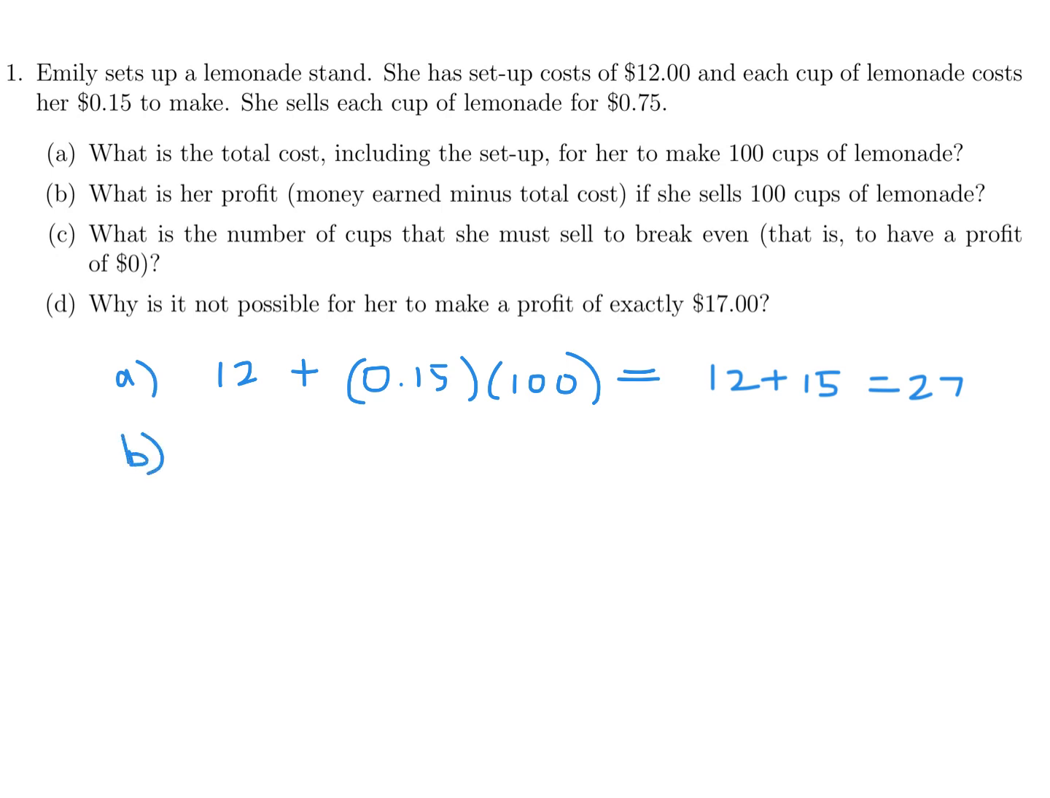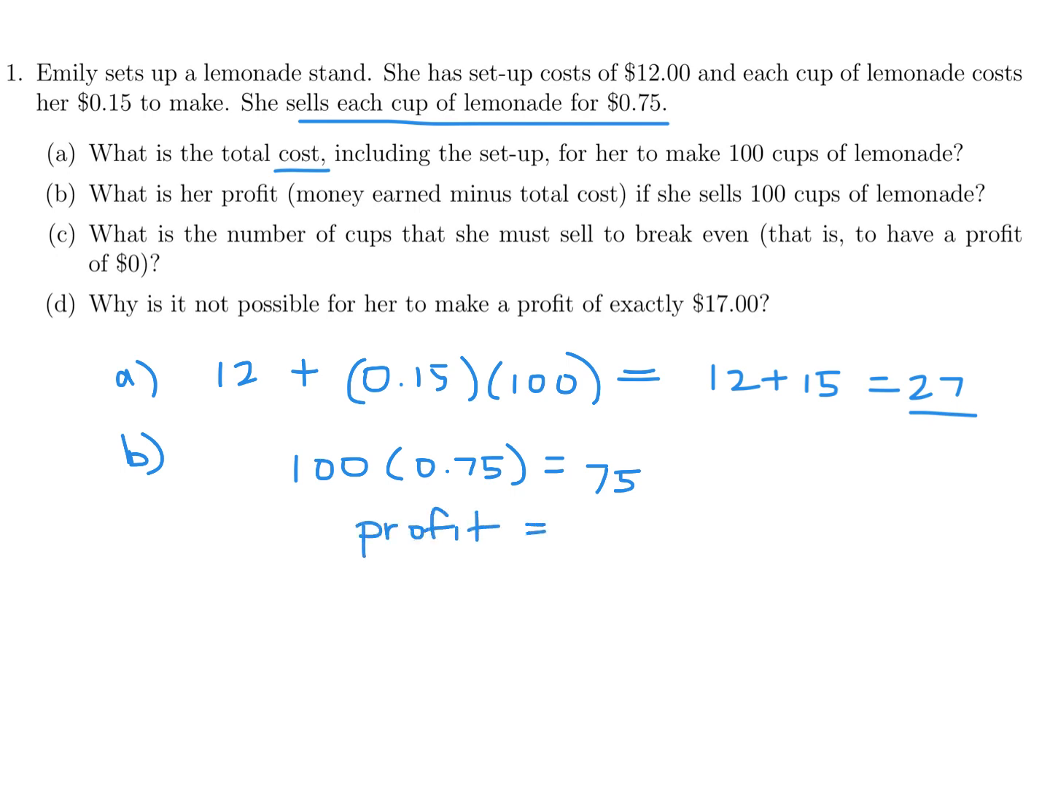Part B, what is her profit, money earned minus total cost, if she sells 100 cups of lemonade? Well, she's selling them for 75 cents, right? So when she sells 100 cups, it'll be 100 times 75 cents, which is $75, correct? And her cost, we just calculated up there, was $27. So her profit is the money she makes, $75, minus her costs, 27, and that is 48 bucks.